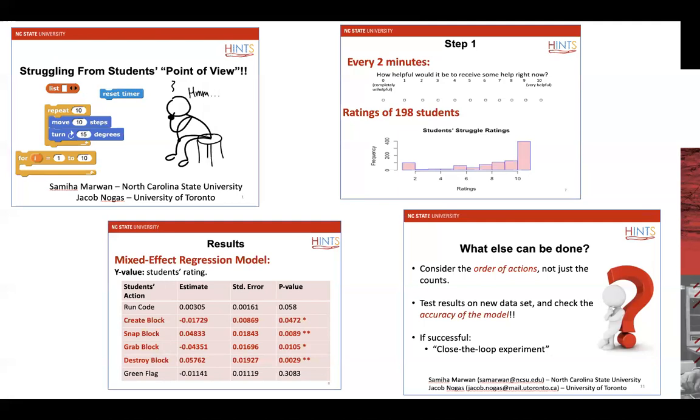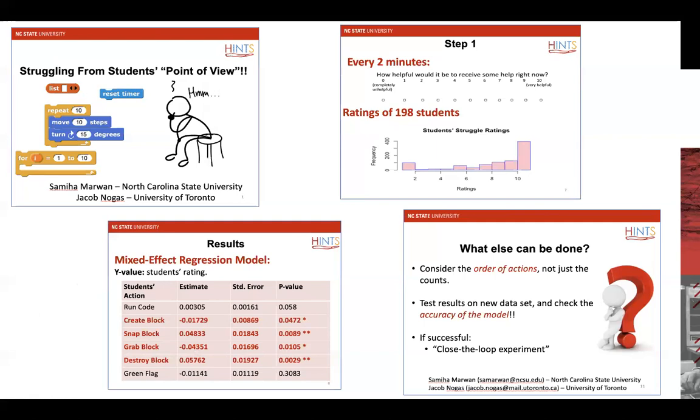Something nice that we found is that yes, there are specific actions that, when they occur frequently in the data, significantly predict that a student is struggling. For example, there is an action called create block. If you see here, the estimate is negative, which means that the more students created blocks, the less they are struggling. This is why, because of this negative value.